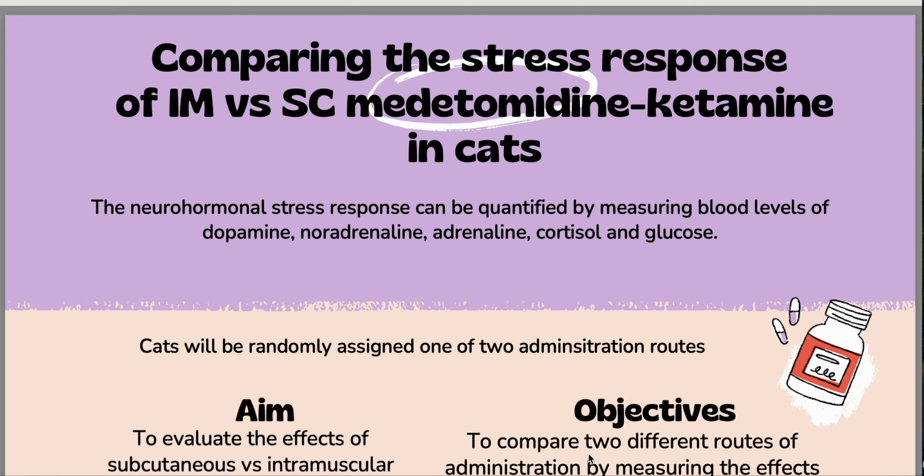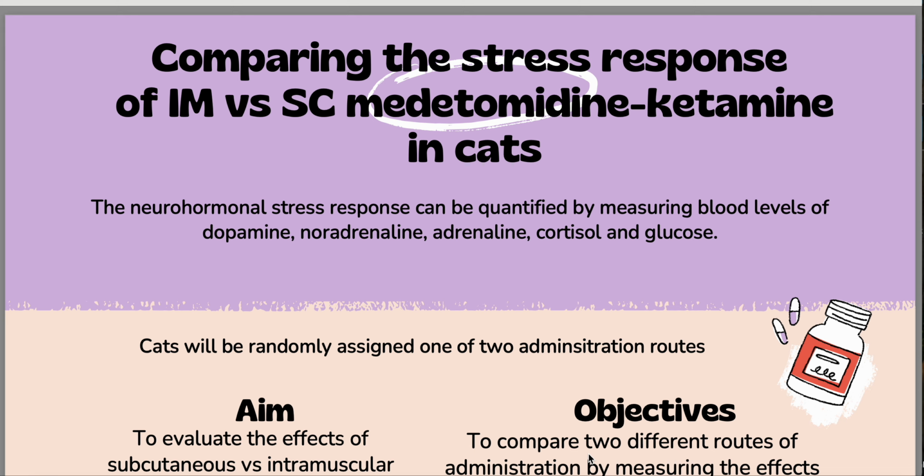The neurohormonal stress response that we are evaluating can be quantified by measuring the blood levels of dopamine, noradrenaline, and adrenaline, as well as cortisol and glucose. These are all hormones associated with the acute and the acute on chronic stress response, which enables an animal to start the fight or flight response.